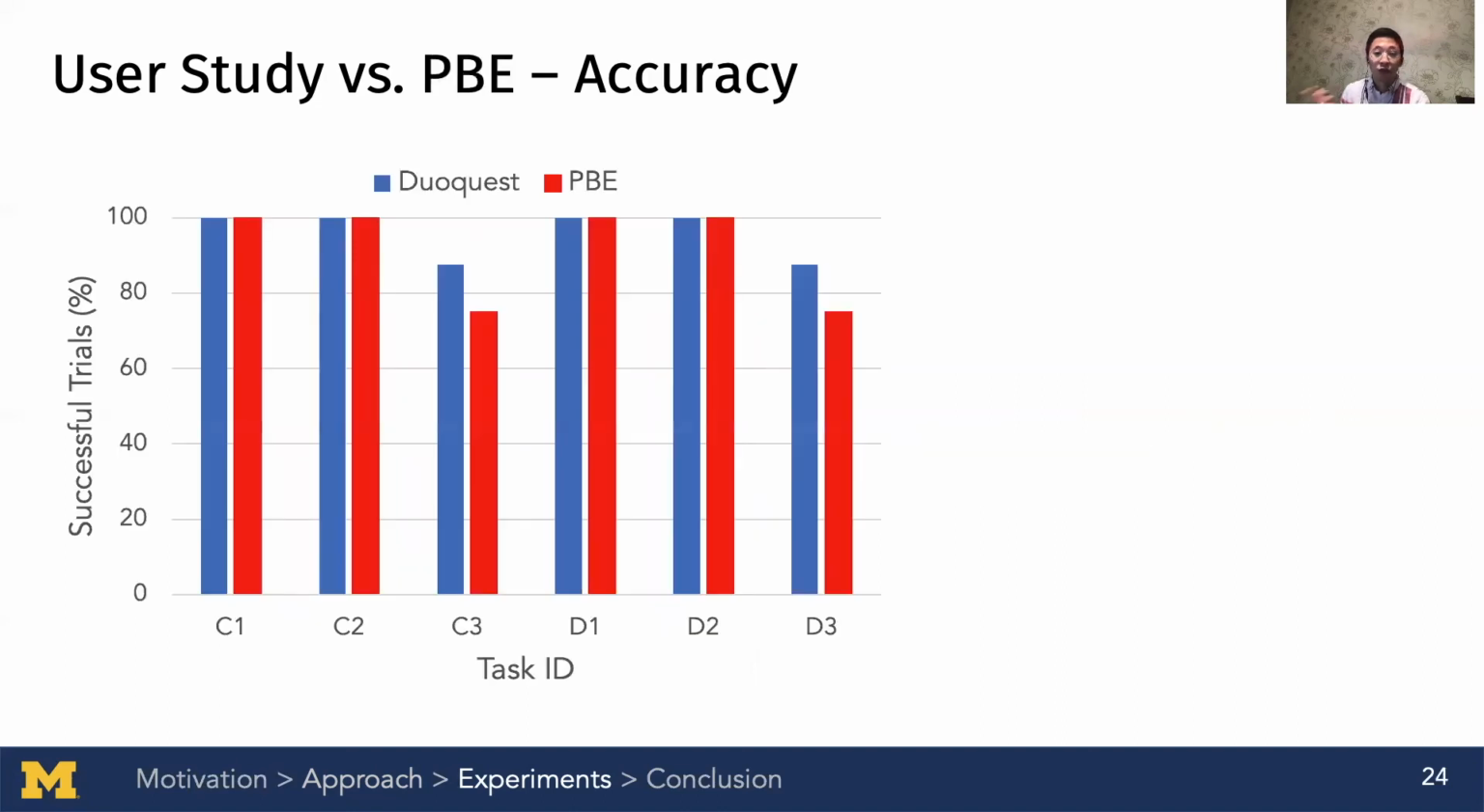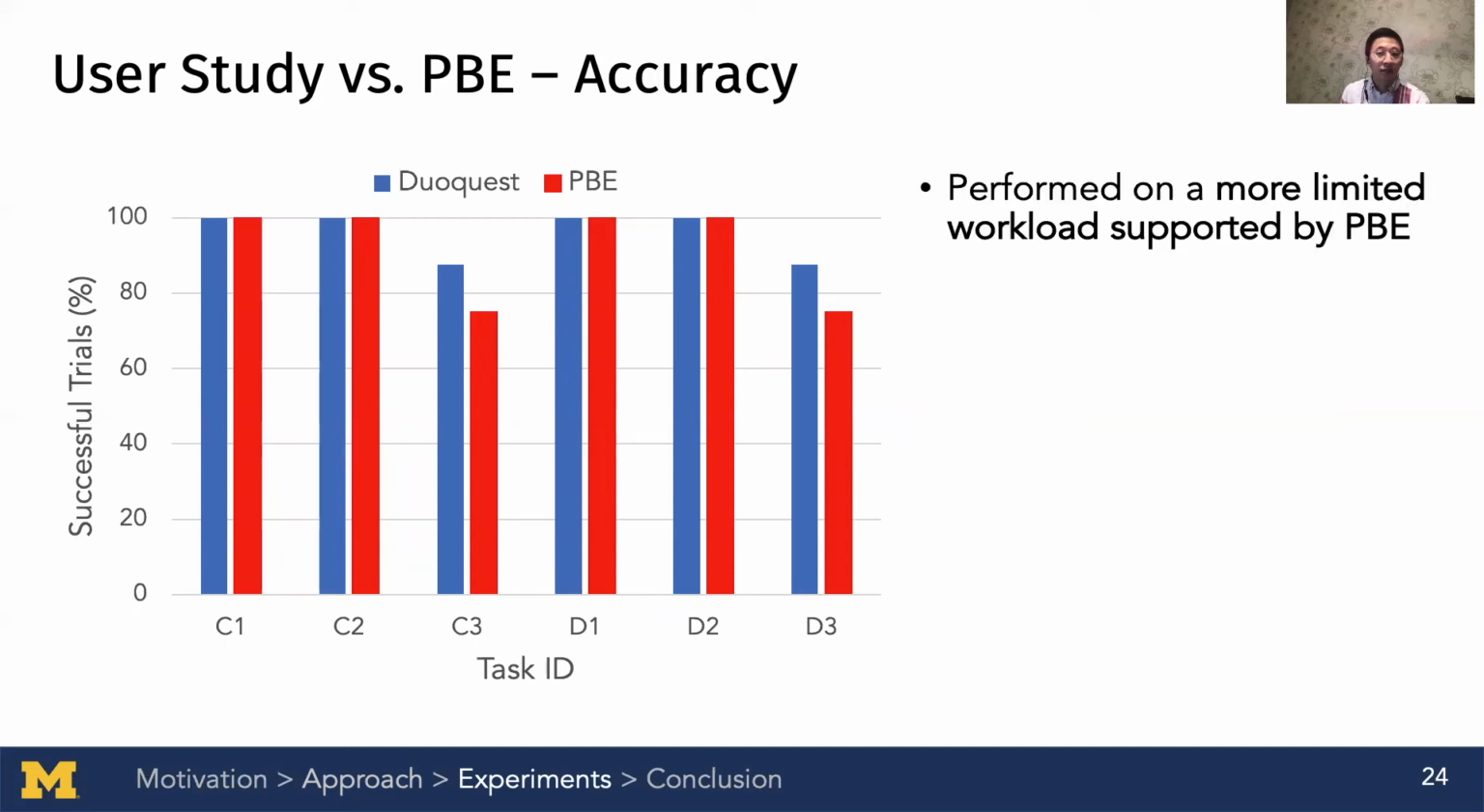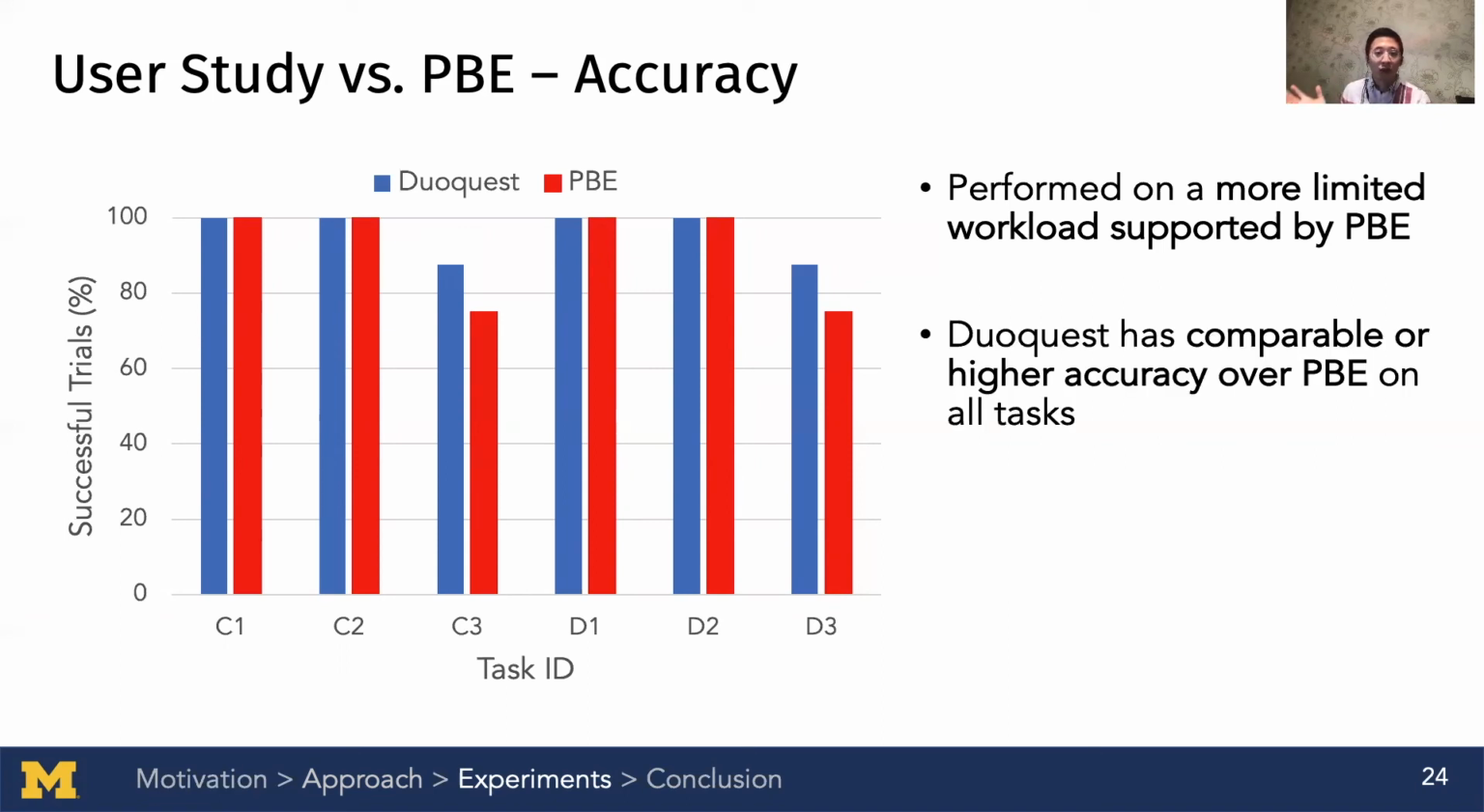In our comparison with the PBE system, we did something similar. We had a different set of tasks here, and the reason was the PBE system has a more constrained workload. As we said earlier, the PBE systems have a limited ability to expand expressivity. So the natural language interface allows for a greater expressive set of queries. The PBE systems in the literature have a much more constrained set. So we built some easier queries to provide to the PBE system. In that context, we see that we had comparable or higher accuracy over PBE on all tasks.